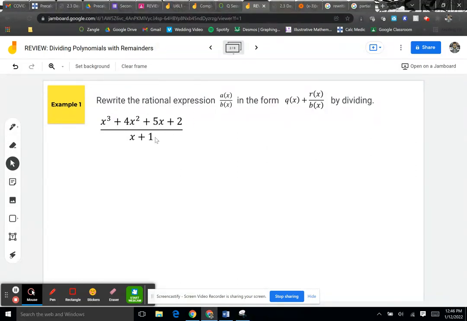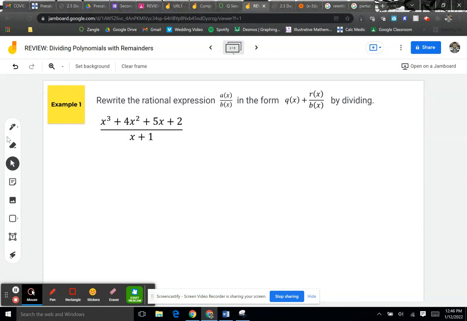We're going to rewrite this rational expression, which is in this form, a of x over b of x. In this case, a of x is what's in the numerator here, and b of x is what's in the denominator. We're going to write it into this form, q of x plus r of x divided by b of x. q of x will be our quotient, r of x will be our remainder, and b of x is just this denominator.